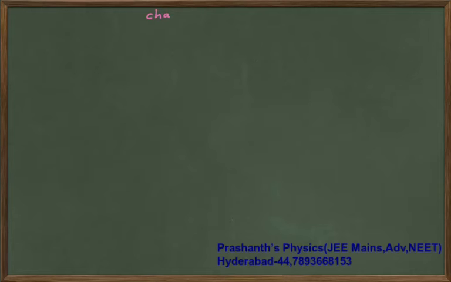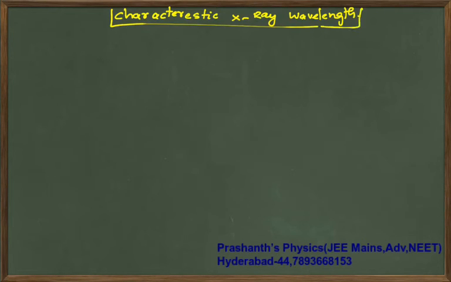Now your characteristic wavelength. The previous lecture got interrupted because of a lack of power. So now we are going to calculate the characteristic X-ray wavelength. Your characteristic wavelength is given by 1 by lambda equals R times (Z minus B) whole square times (1 by N1 square minus 1 by N2 square).